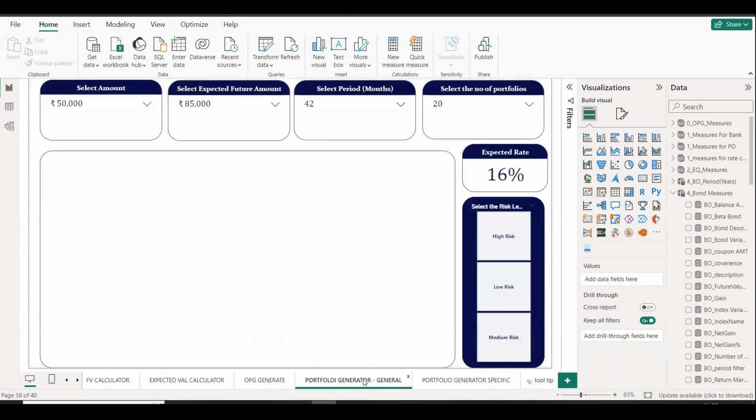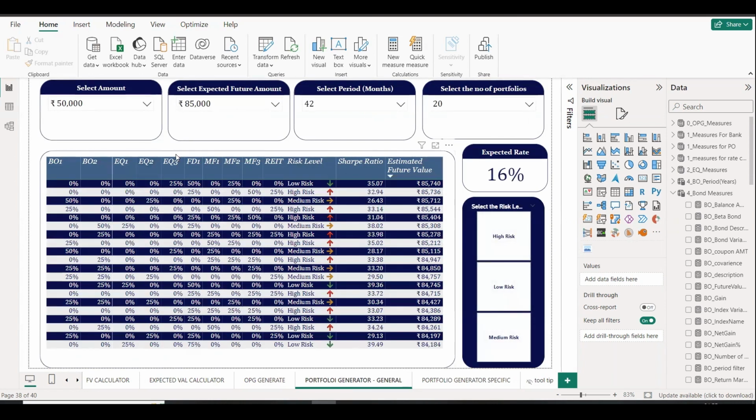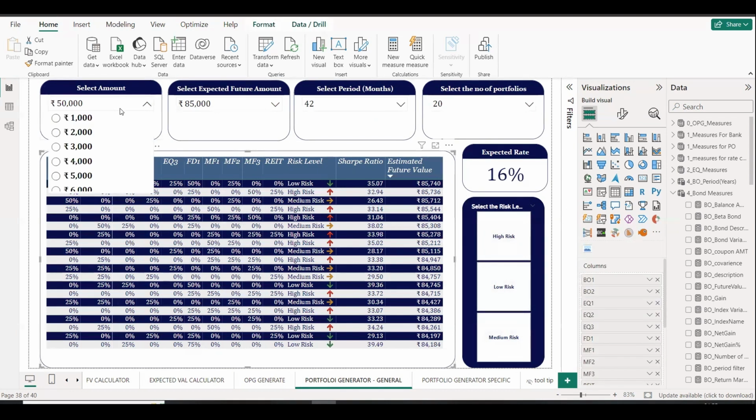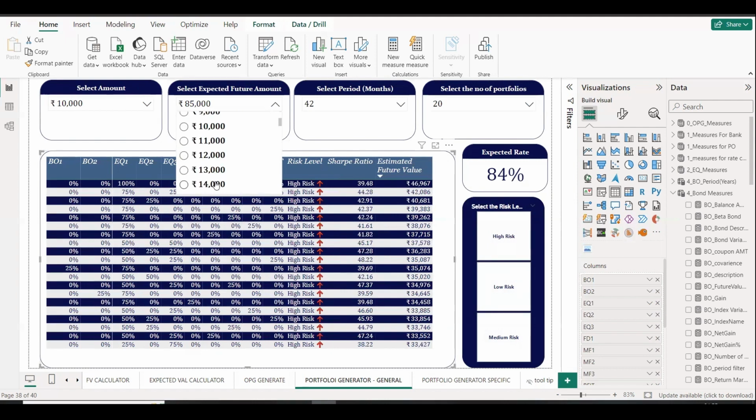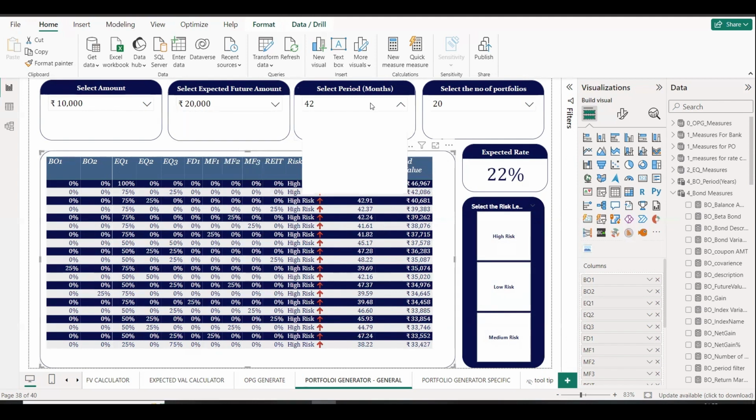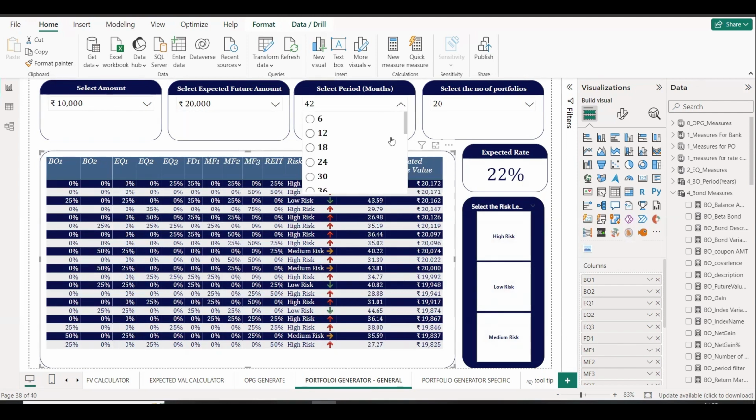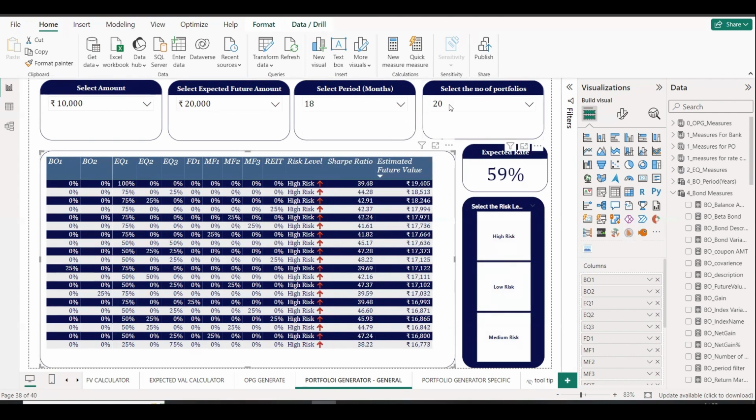So moving back to this page, you can see if I have 10,000 rupees with me, and I'm expecting it to grow to 20,000 rupees, and I'm willing to invest for a period of let's say 18 months, that is 1.5 years. What is my expected rate? You can see my expected rate here is 58 percentage.